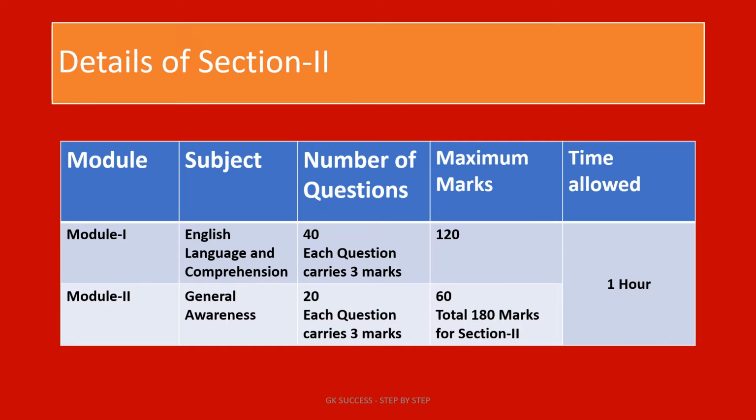Now let us see the details of section 2. It consists of 2 modules, module 1 and module 2. Module 1 relates to English language and comprehension. Number of questions 40. Each question carries 3 marks. Total marks 120. The subject for module 2 is general awareness. Number of questions 20. Each question carries 3 marks, so the maximum mark is 60. 60 plus 120, 180 marks for section 2. Time allotted is 1 hour.